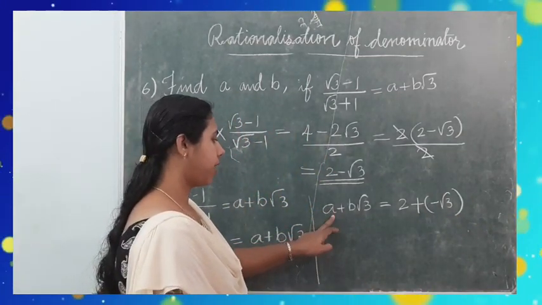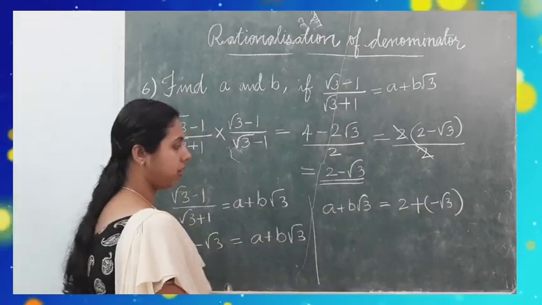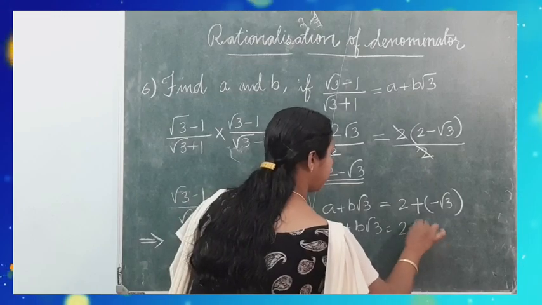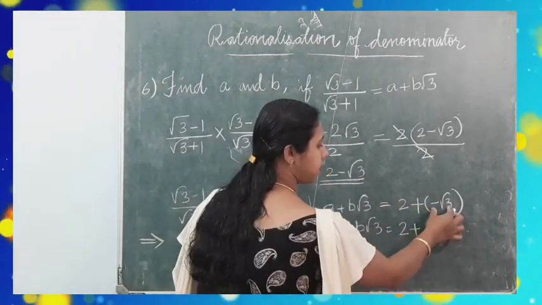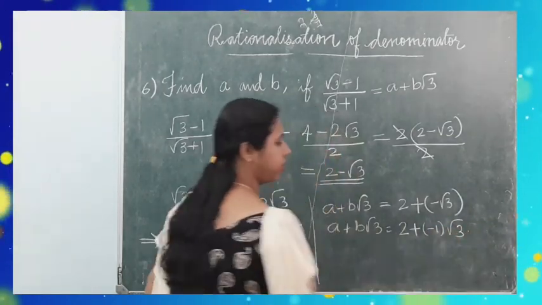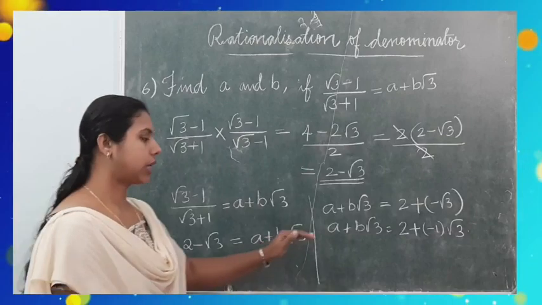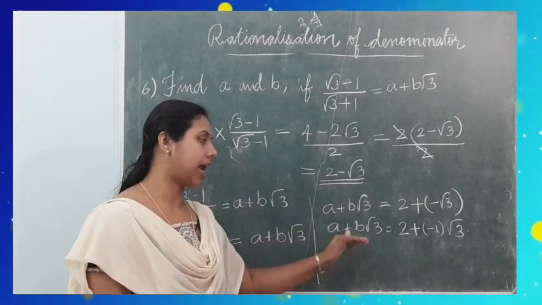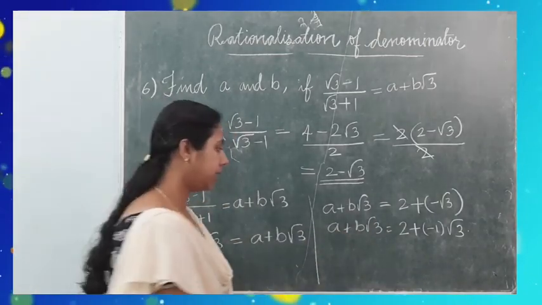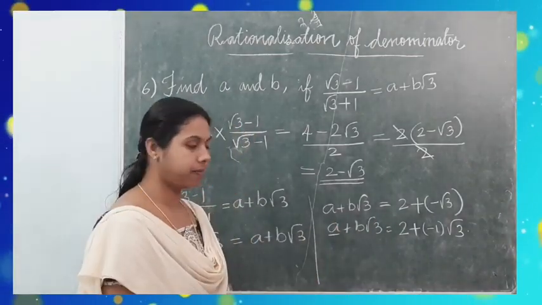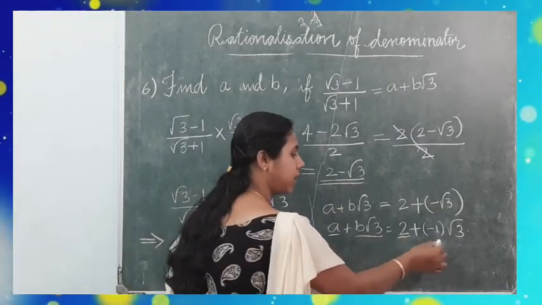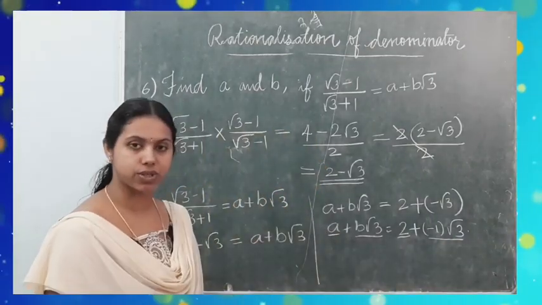Now it will be in the form of a plus b root 3. So a plus b root 3 equals 2 plus, we can split this number, minus root 3, we can write it as minus 1 into root 3. Now you can compare the rational and irrational numbers. Here a is a rational number and b root 3 is an irrational number. Here 2 is a rational number, minus root 3 is an irrational number.